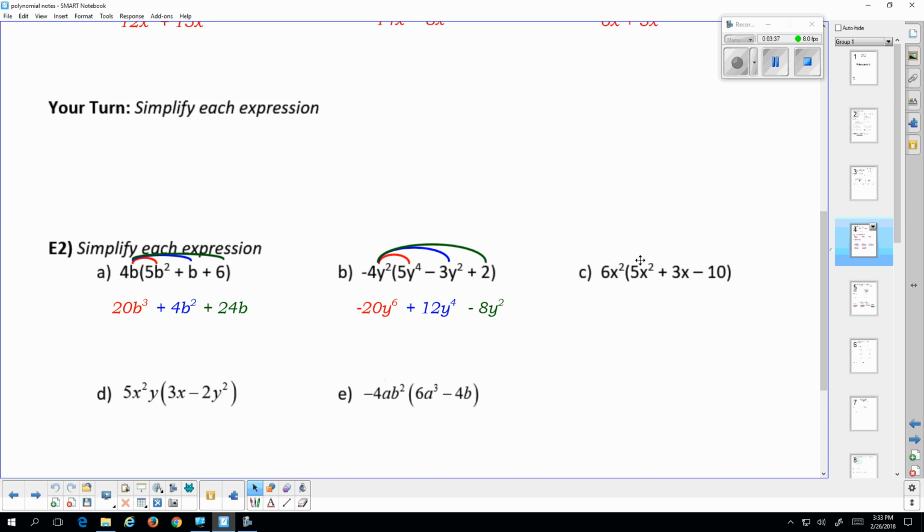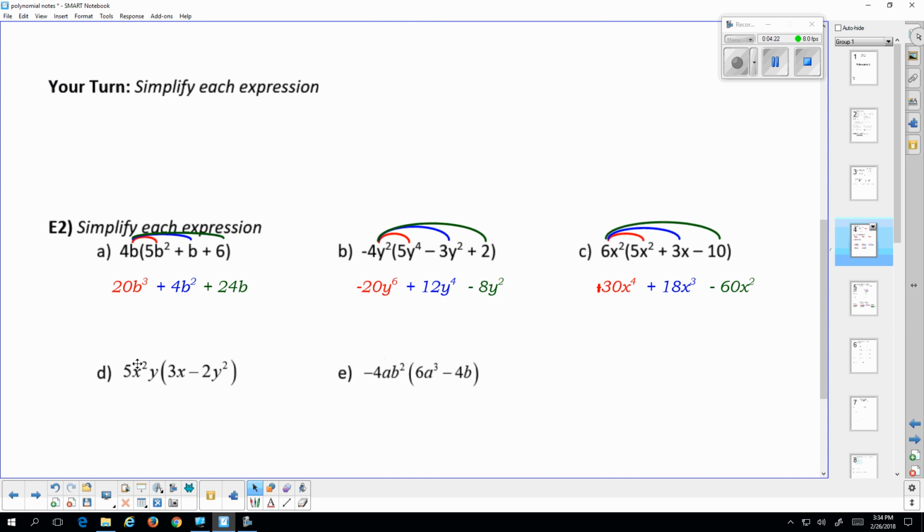All right, with c, let's distribute the 6x squared. So 6x squared times 5x squared, what will that give you? Actually that should be positive 30x to the 4th. 6x squared times 3x, what does that give you? That gives you 18x to the 3rd. And then 6x squared times negative 10. That gives you negative 60x squared. And then you can't combine any of those because all the exponents are different.